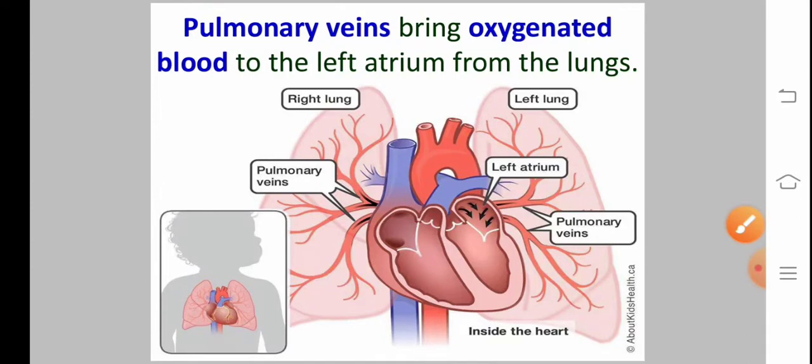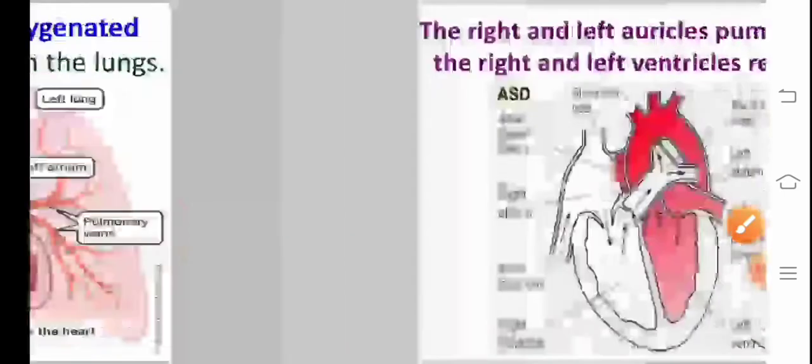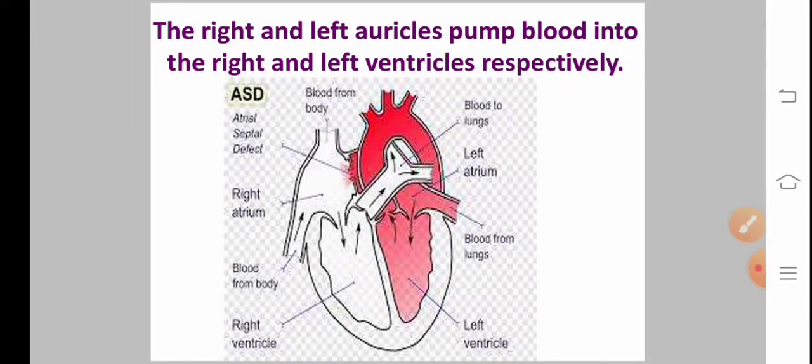Pulmonary veins bring oxygenated blood to the left atrium from the lungs. From the lungs, oxygenated blood enter into the left atrium through this pulmonary vein. The right and left auricles pump blood into the right and left ventricles respectively. So from the right auricle and left auricle, blood is pumped into the right and left ventricles.